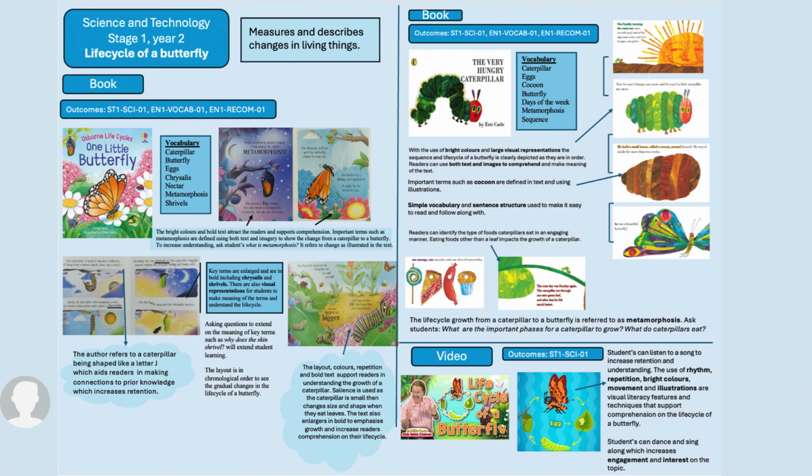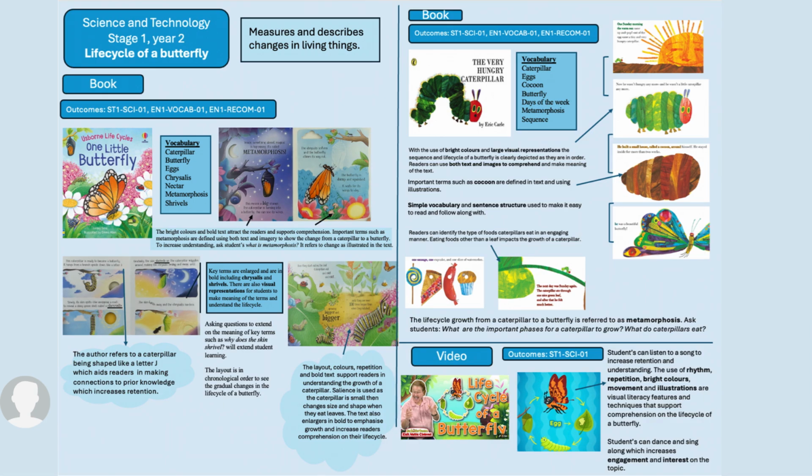Now, some key vocabulary that students learn and strengthen their understanding of include butterfly, caterpillar, eggs, chrysalis, nectar, metamorphosis, and shrivels. This is because the text includes some bright colors and bold text as well. So, for example, the term metamorphosis is in capitals and is placed in the middle of the page to give it some great emphasis and importance to attract readers.